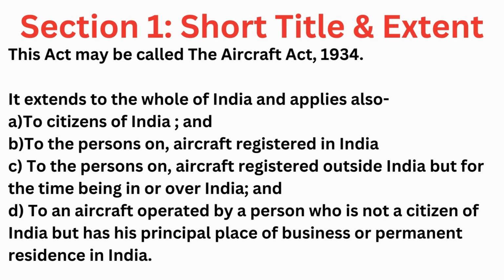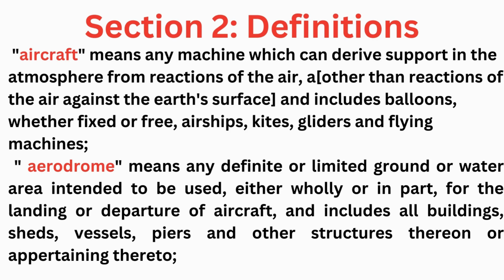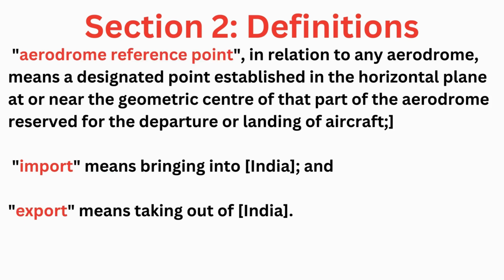Section 1, Short Title and Extent. This Act extends to the whole of India and applies to Indian citizens wherever they may be, persons on aircraft registered in India, and to aircraft operated by non-Indian citizens with a principal place of business or residence in India. Section 2, Definitions. Defines key terms such as aircraft, aerodrome, import, and export.